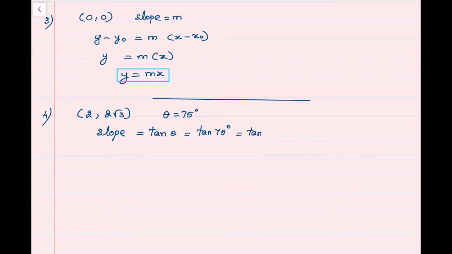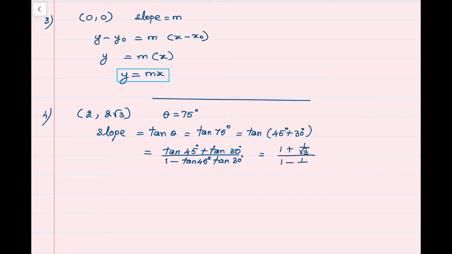Tan 75 can be written as tan of 45 plus 30. We will use tan of A plus B formula, which is tan A plus tan B divided by 1 minus tan A tan B. Tan 45 is 1, tan 30 is 1 divided by root 3. Let us take LCM. LCMs will get cancelled. This is the slope.